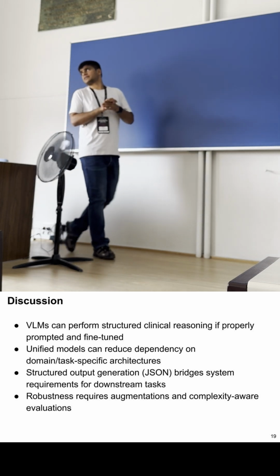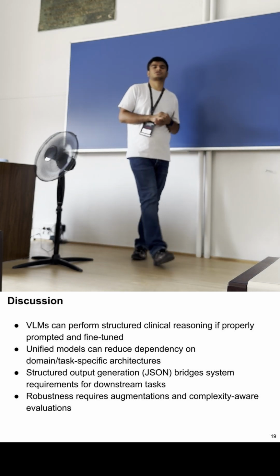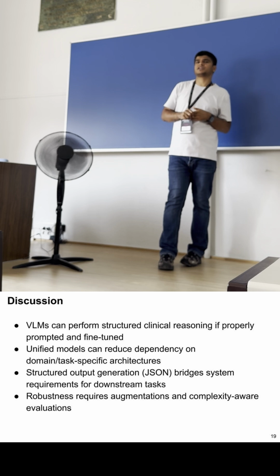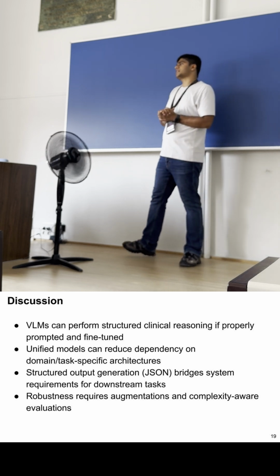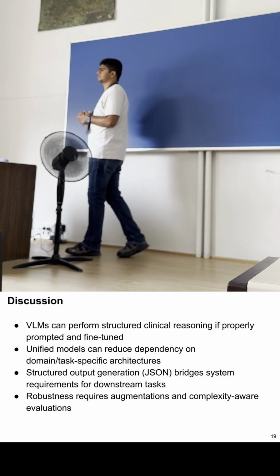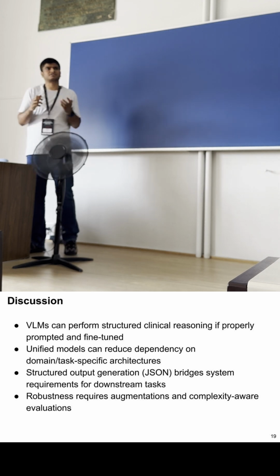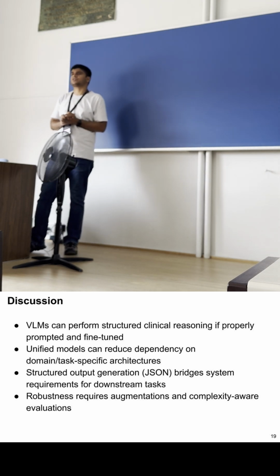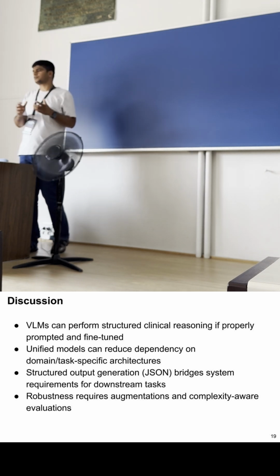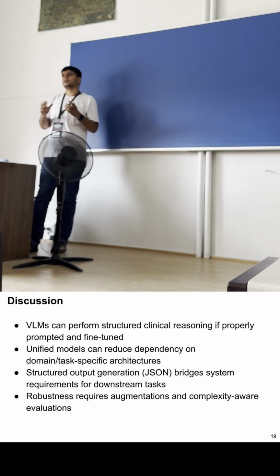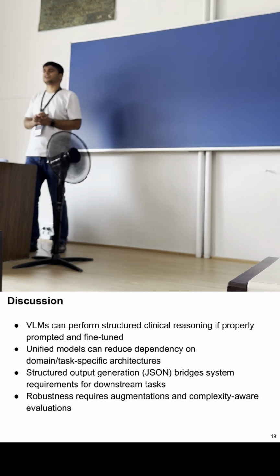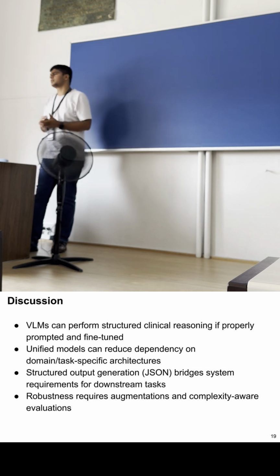So we see that they can perform structured reasoning if they are properly prompted and fine-tuned, and unified models trained in multitask can reduce dependency on task-specific architectures. You don't need to have different architectures for different tasks. So you can have combined architectures that can address different domains at once, like different tasks at once.